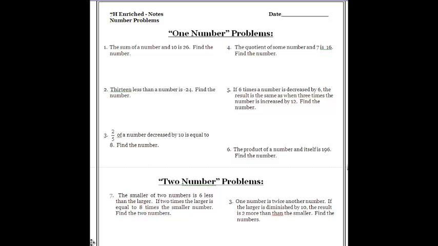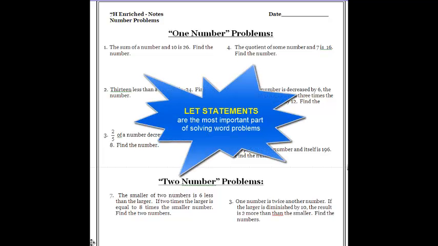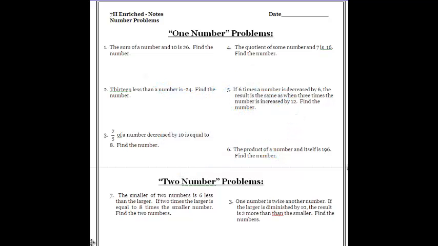Find the number. With all types of word problems, it's very important to set up let statements. Right now the let statements seem a little redundant, but as we progress to more complex problem solving, they are going to be very, very important. So it's important to establish that habit with easy problems. I set up my let statement with whatever I'm trying to find. I'm trying to find the number, so I let x equal the number.